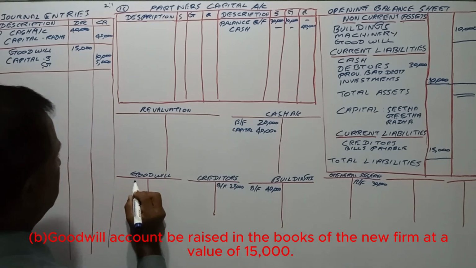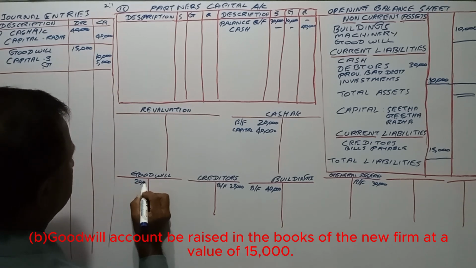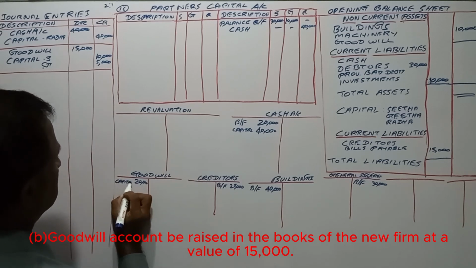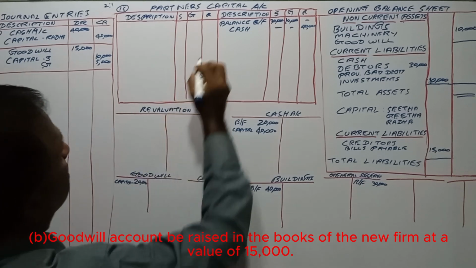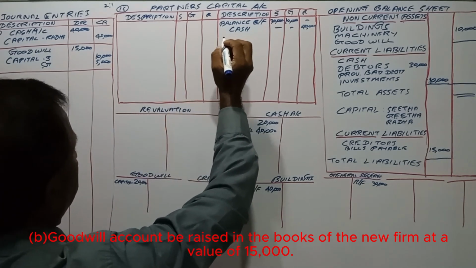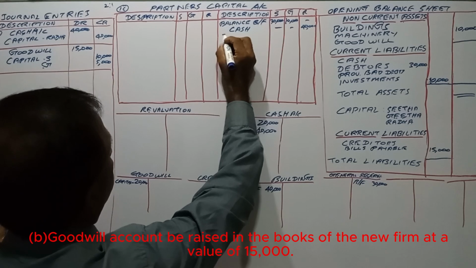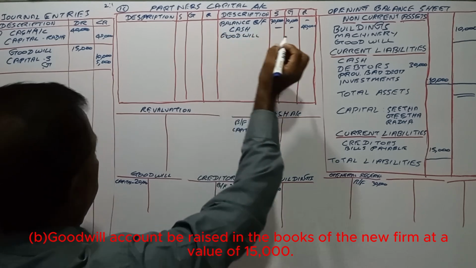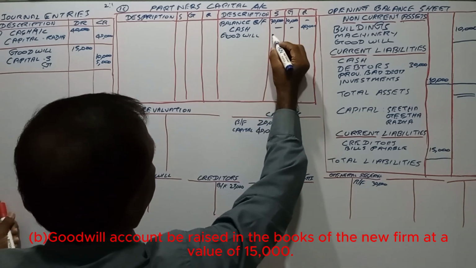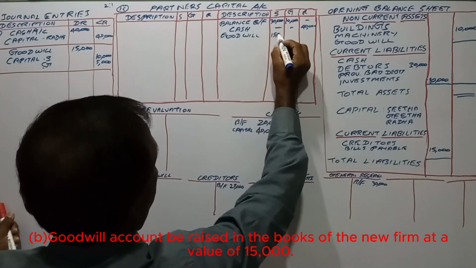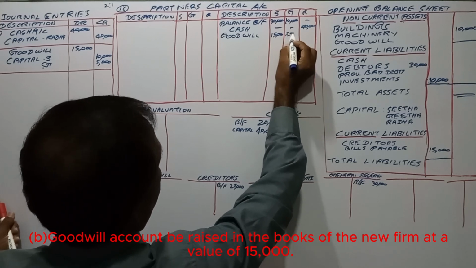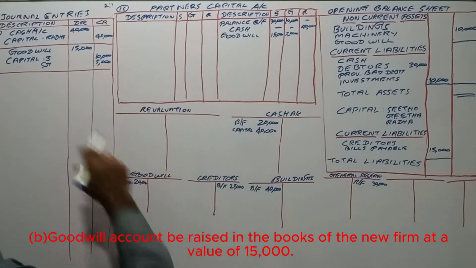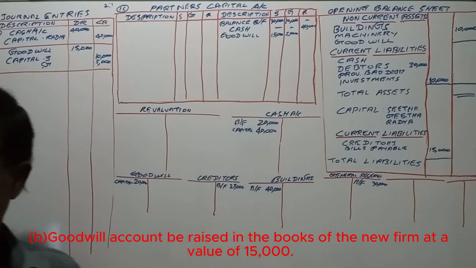Goodwill account debit 15,000 and credited to capital account. Capital account, goodwill account, 15,000 means 10,000 to Sita and 5,000 to Geeta. This is a double entry. Double entry is done, right?